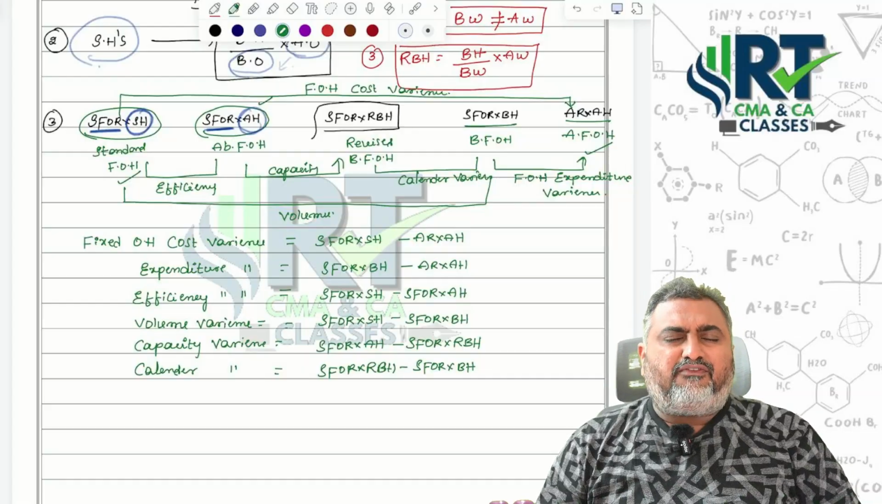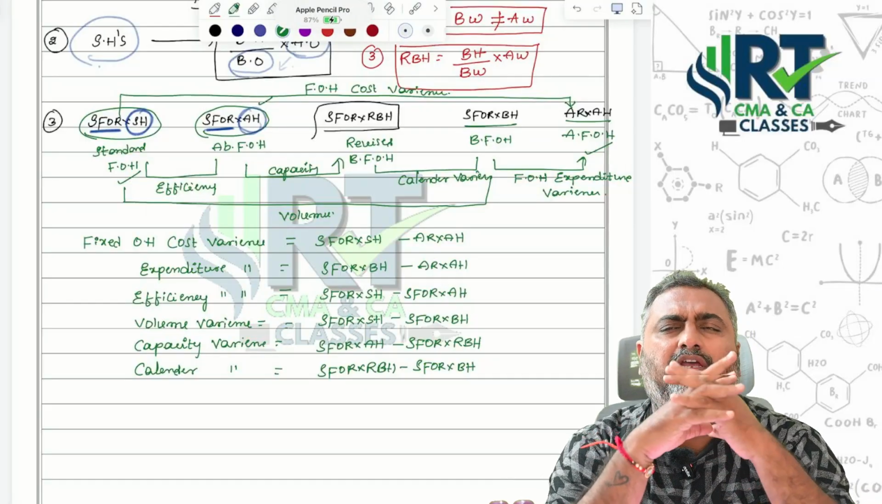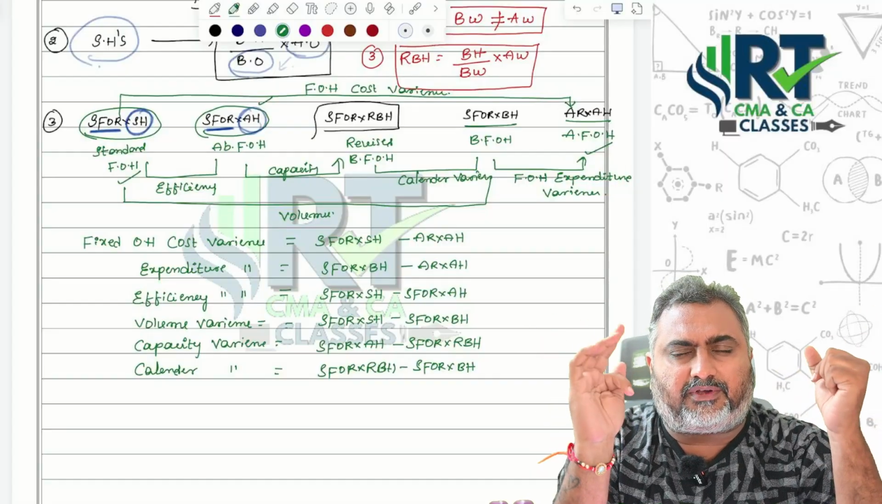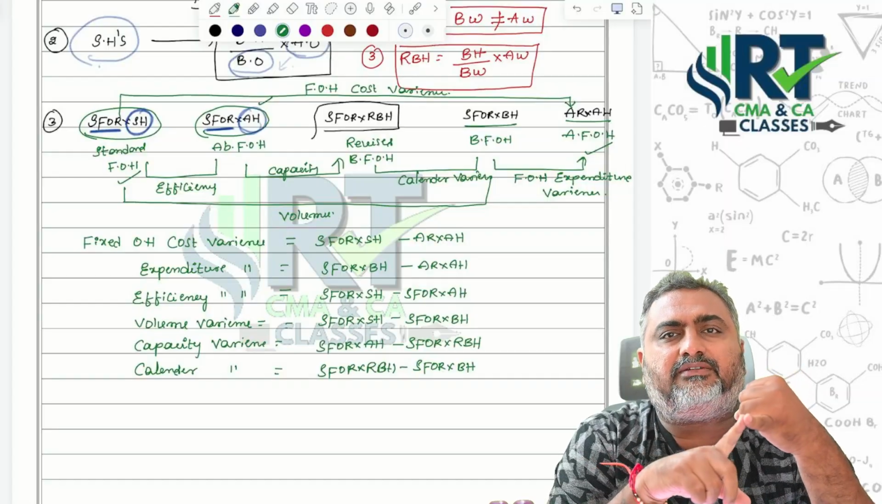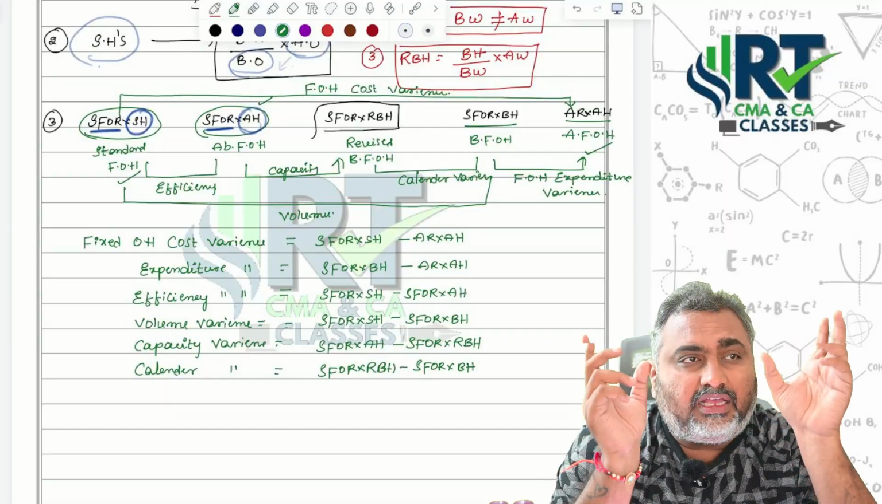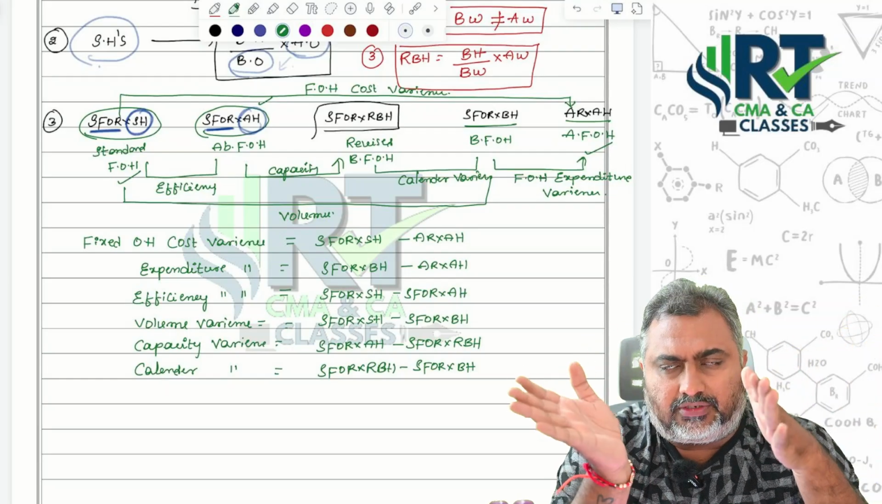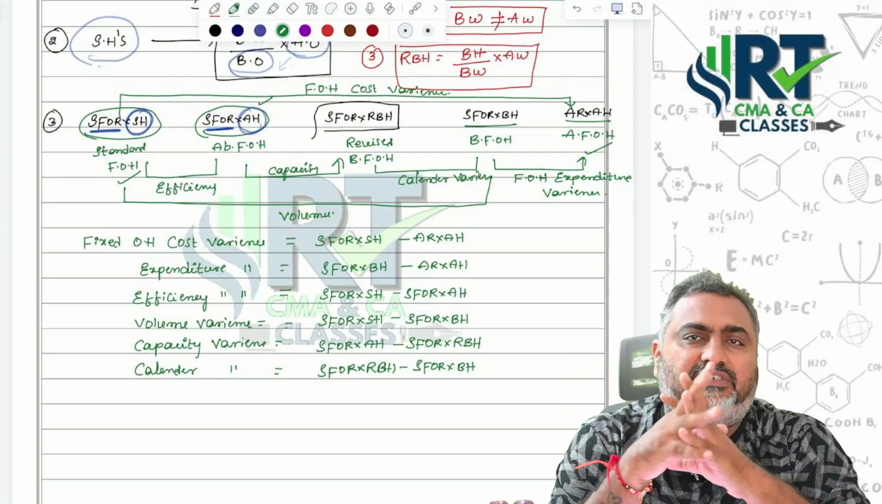Sir, one more time. The first three formulas are very easy to remember, Nana. The majority of students will do the first three formulas perfectly. What are the first three formulas? SFOR into SH minus SFOR into AH. The first one is efficiency variance. Why? Rate is common. What is the difference? Standard hours to actual hours. So the difference of hours, because standard versus actual efficiency will differ.